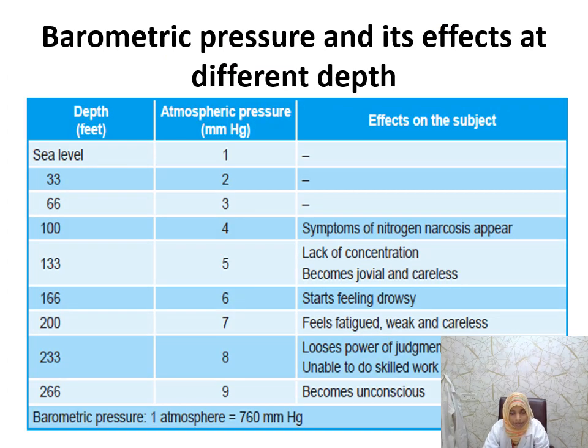Now these are the barometric pressures and how they affect at different depths. At sea level and up to 66 feet, the subject doesn't have any effect. At 100 feet under the sea, which comes to around 4 atmospheric pressure, symptoms of nitrogen narcosis appear. We'll see it in a bit. At 133 feet, 5 atmospheric pressure, there is lack of concentration. The individual becomes jovial and careless.